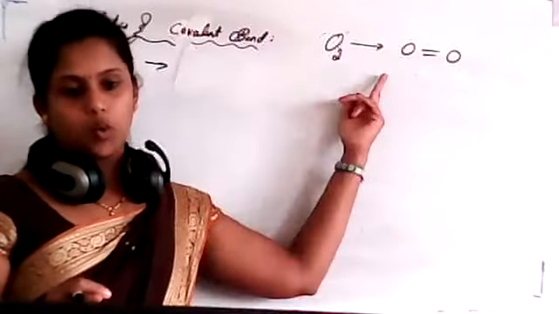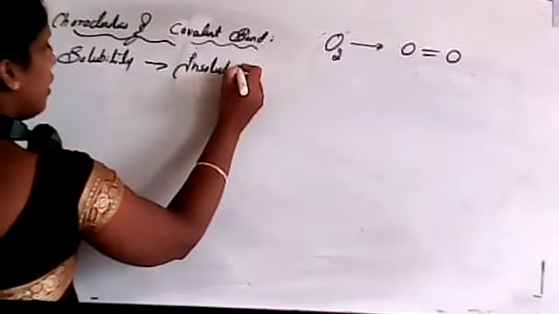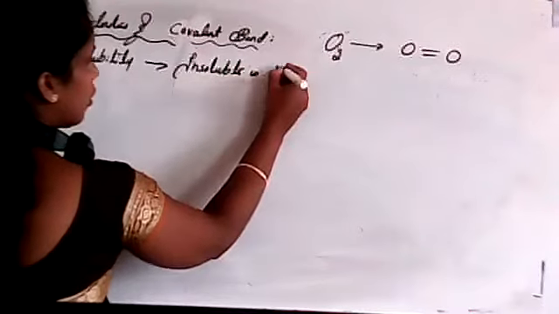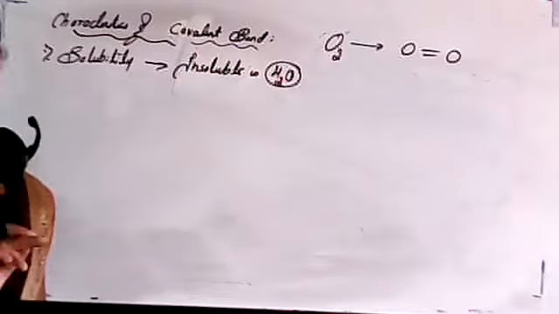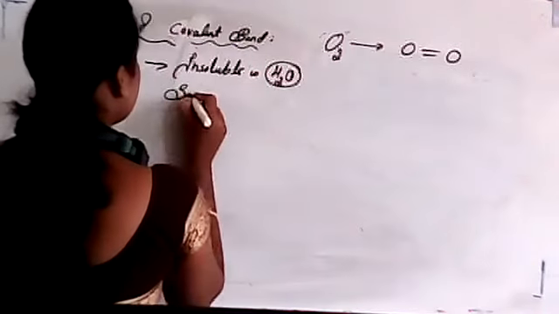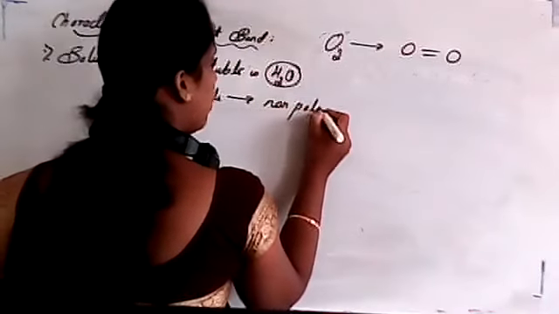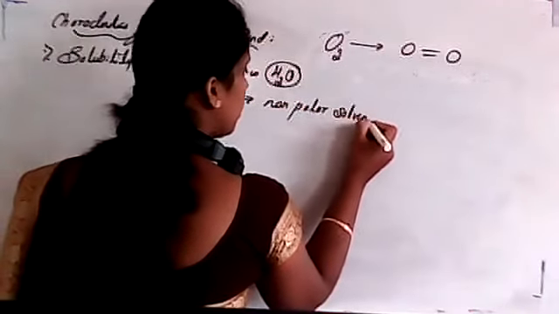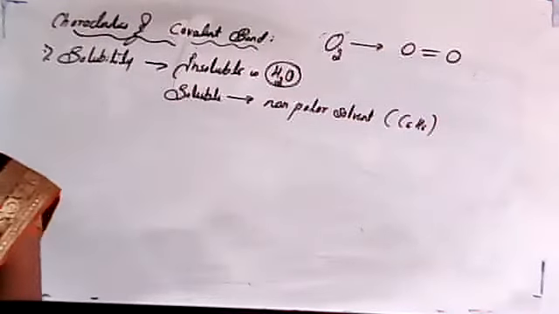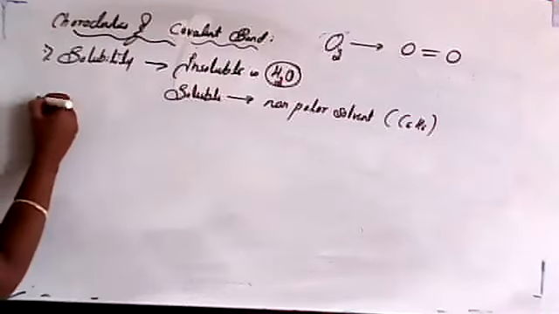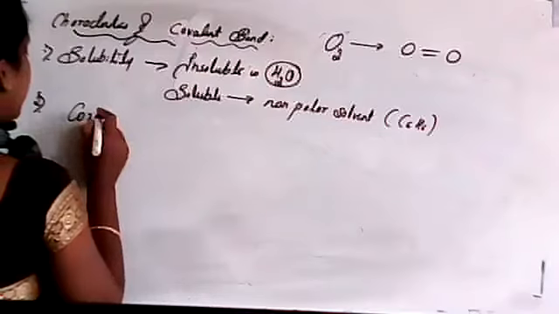So that's why it is insoluble in polar solvents like water, isn't it? But it is soluble in non-polar solvents like benzene. Clear? And second one, the reactions between covalent compounds are very slow.